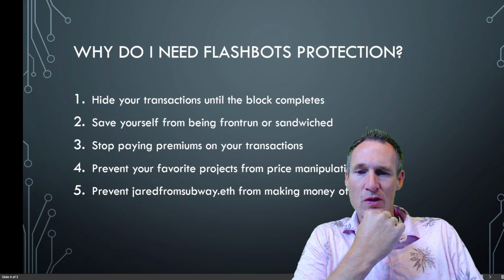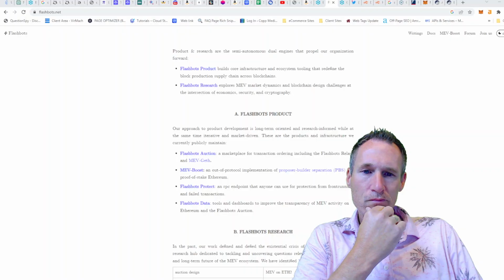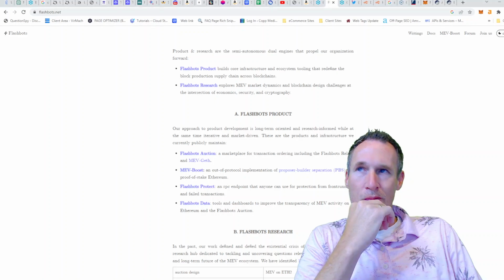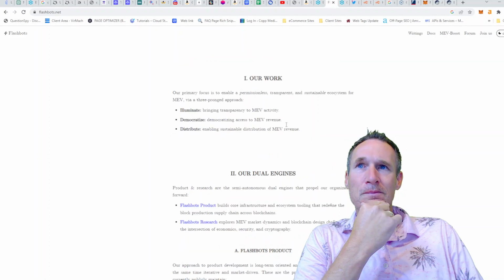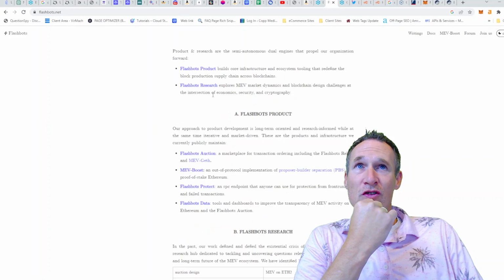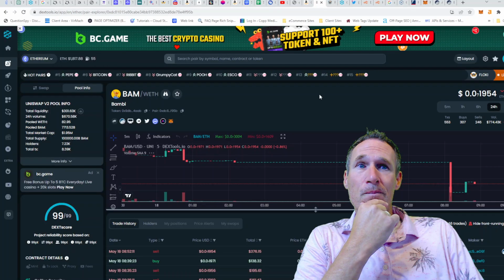So let me pull that up. This is Flashbots right here, and you get to it by just going to flashbots.net. You can see all the different things they have here. There's a few different things. The one I'm using is Flashbots Protect, and we'll get into how to install that here in a minute. I'm going to see if I can show you an example real quick of what happens with Flashbots.